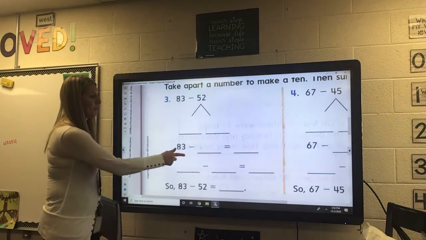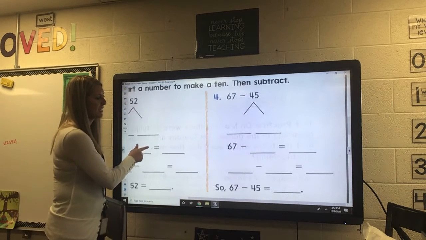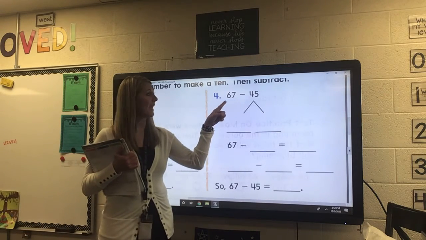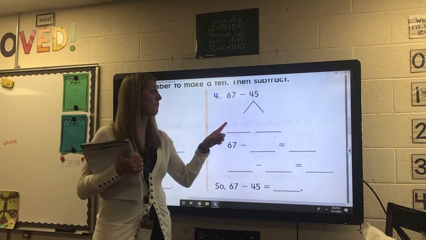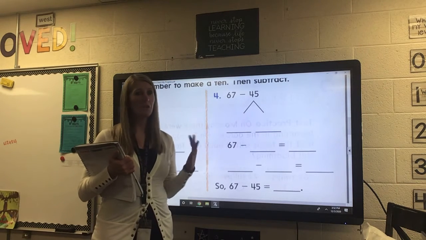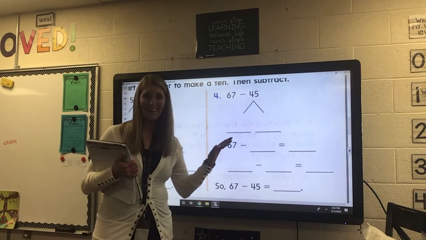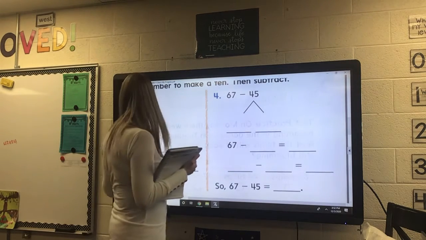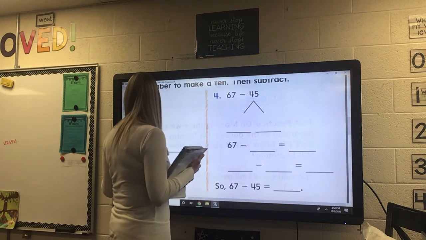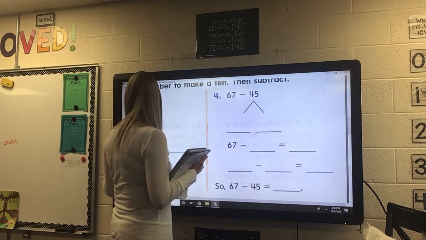I'm going to go on to number 4 over here. Number 4 says I buy 67 and I want to subtract 45. I want to break 45 apart. So I want to think, 45 is either go down to 40 or up to 50. Well, I'm not adding, so I've got to subtract it. So I'm going to make 45 go down to 40, and then I have that 5 left.